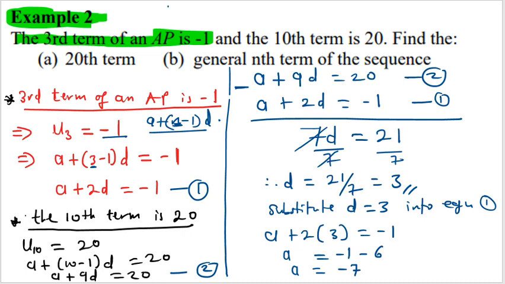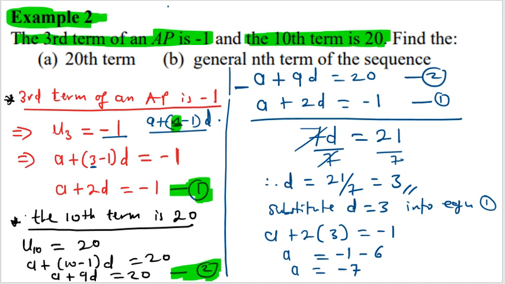Then we simplify to be a plus 2d is equal to negative 1. That gives us equation 1. Then the second statement is the 10th term is 20. So the 10th term is 20 is also going to be U10, which is equal to 20. But what is U10? You substitute 10 into the general term, and that will give us a plus 10 minus 1 d equal to 20. So we have a plus 9d equal to 20, and that is your equation 2.